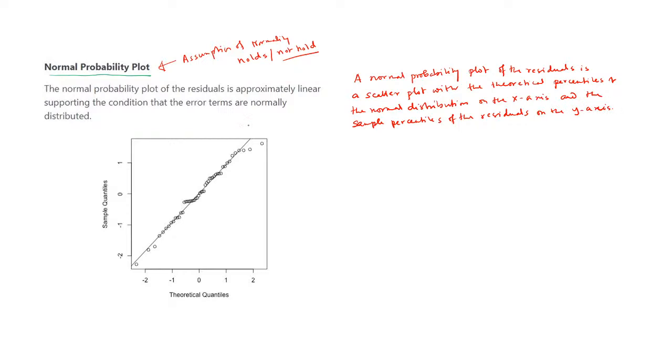The diagonal line, this diagonal line, passes through the lower and upper quartile of the theoretical distribution.